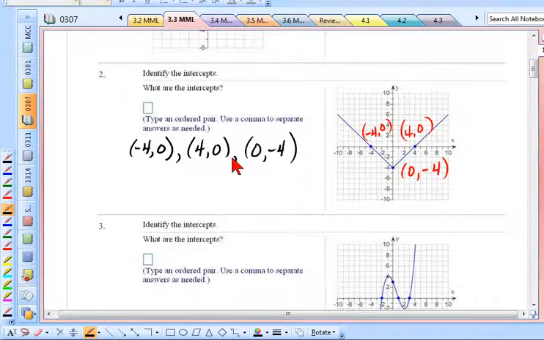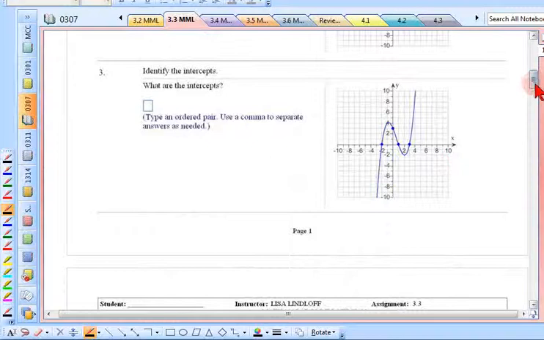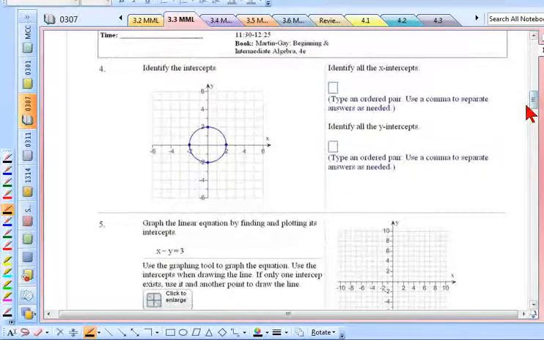Problem number 3. I think we're going to skip doing this one. It just says, what are the intercepts? And there are 4 of them. It doesn't matter what order you list them, but there's 1, 2, 3 x-intercepts and a y-intercept. So I'm going to skip that one. Number 4. Good luck.